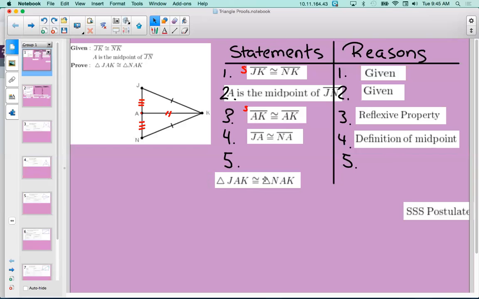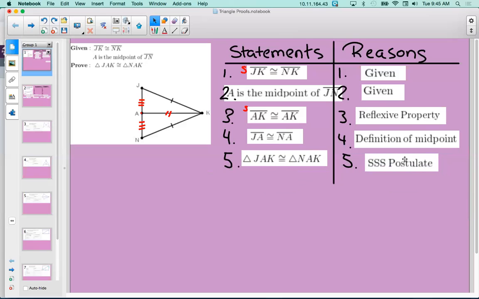Remember your last step, the statement needs to be what you're proving. Triangle JAK is congruent to triangle NAK, and we are using the side, side, side congruence postulate. Okay, pretty straightforward. Let's say the most difficult part here is that midpoint part. There's a couple of items that happen like this. Using a midpoint is one of the things that you may be given, which then gives you two congruent segments. We're going to use a couple of the others along the way as well. So you'll see a couple of the different given statements that are going to imply some other congruent parts.